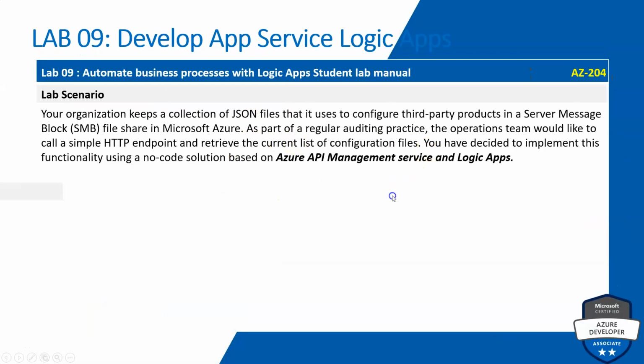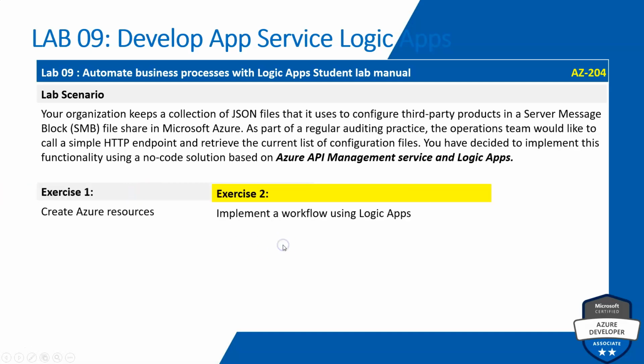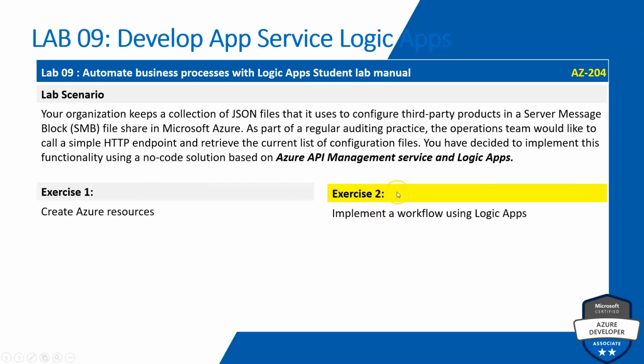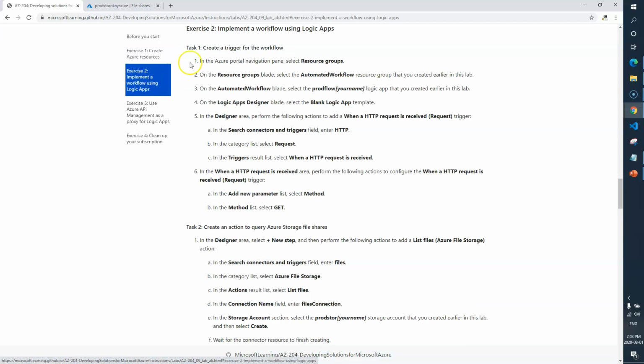Here is the lab scenario, and so far we are done with exercise 1, and in this video we'll work on exercise 2. Okay, so let's go to the instruction page. Exercise 2 says implement a workflow using logic apps. For that, task 1 is to create a trigger for the workflow.